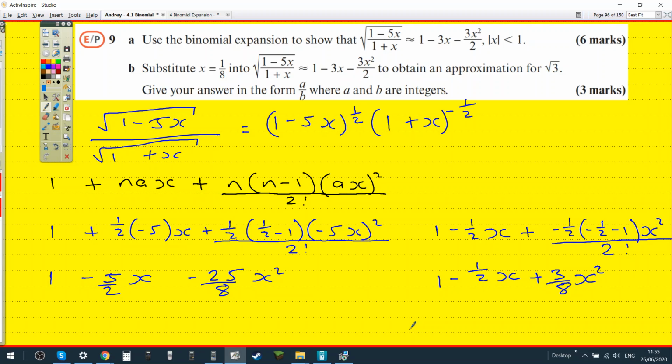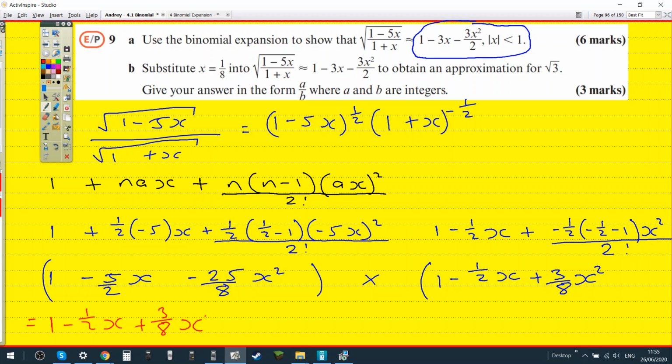Times those two together. Very good, Andrey. And we only have to go up as far as x squared. So as soon as we start getting x cubed, we can stop. What do you get? 1 minus a half x plus 3 over 8x squared.